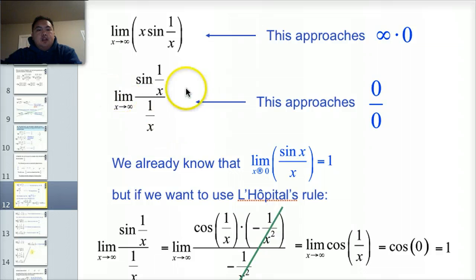Okay. This one, you may notice if I plug in infinity here, I get 0 over 0. So anyway, long story short, I'm not going to go through this whole thing, but when you're stuck in things like this, you could rewrite it so you get a fraction, and you could take the derivative of the top and derivative of the bottom and keep on going until you get an answer.